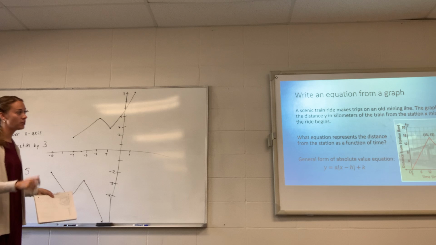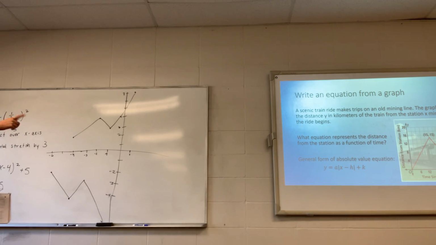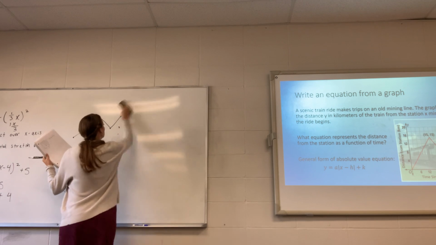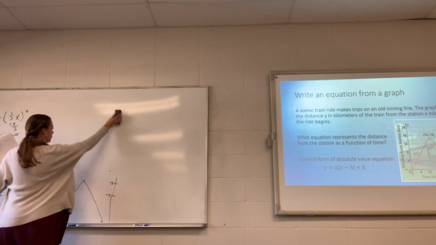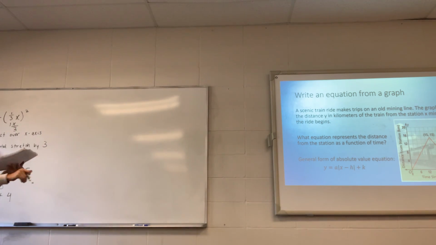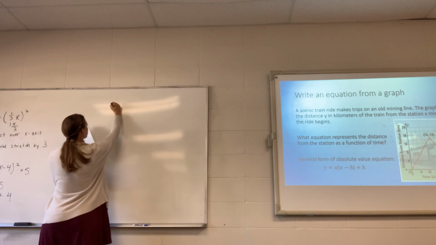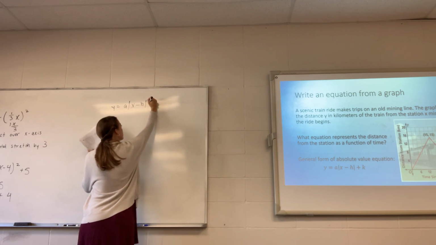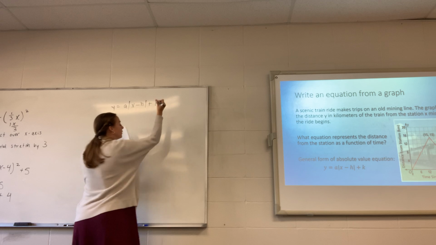So we are trying to write an equation of what we see in that picture. Okay, so looking at it, I'm just gonna write this general form. So I have y equals a absolute value of x minus h plus k, okay?